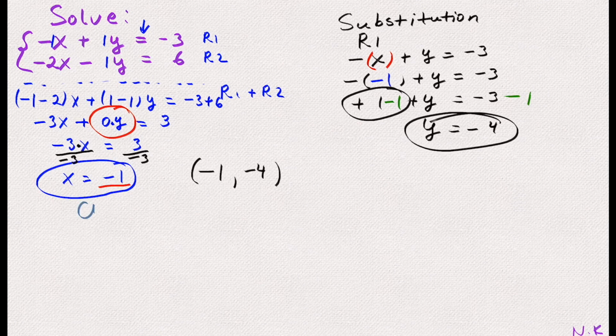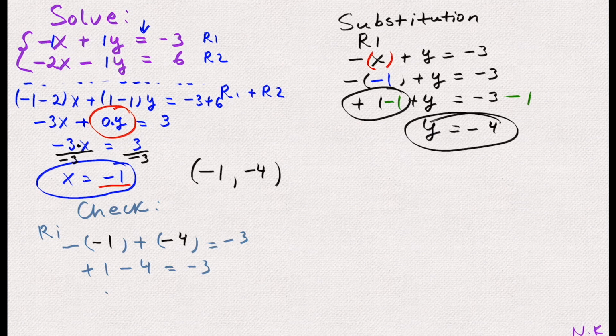It's always a good idea to check. So let's check row 1. We had negative x plus y equals negative 3. We had x was negative 1 and y was negative 4. So we get negative times negative, positive 1, positive times negative, negative 4, equals negative 3. We have different signs, so we find the difference. The difference between negative 4 and 1 would be negative 3, equals negative 3. It's a true statement.